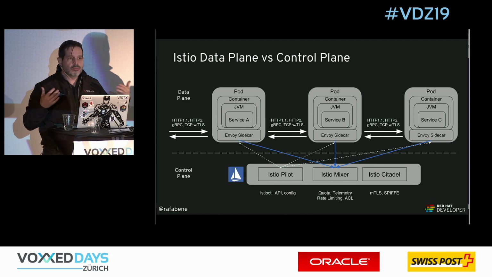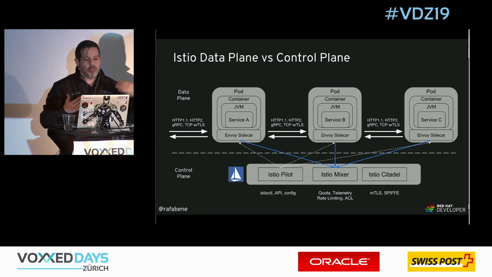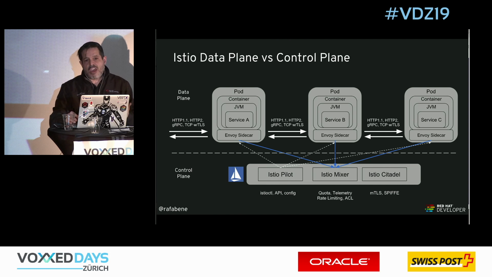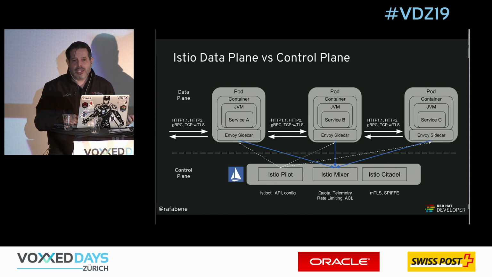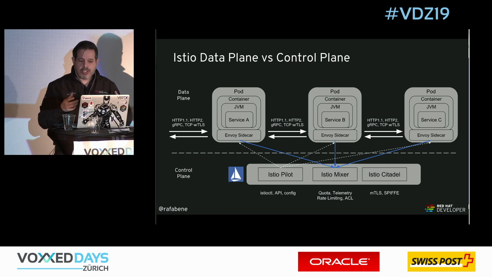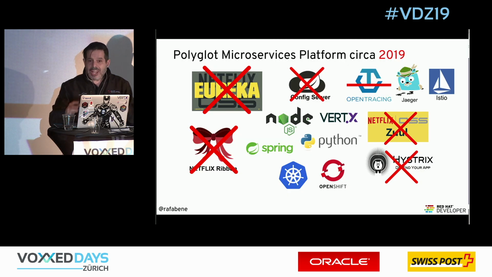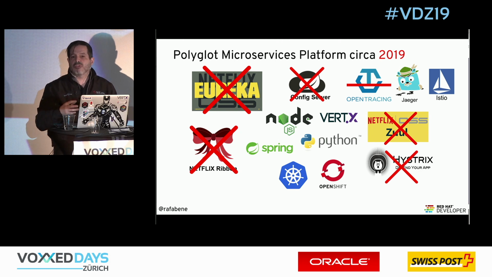And the only way to know how many requests the application is receiving is because the sidecar will report the number of requests to the mixer. And you have Citadel. Citadel is just like a certificate authority that will provide digital certificates to be used as mutual TLS authentication between the microservices. So now in 2019, we have the polyglot microservice platform.